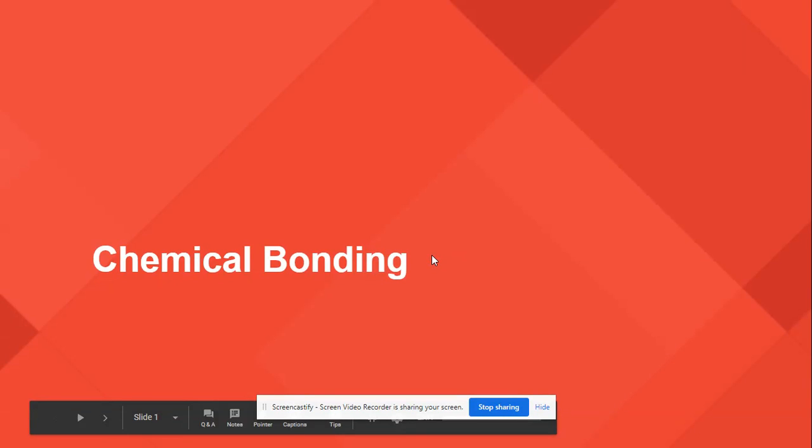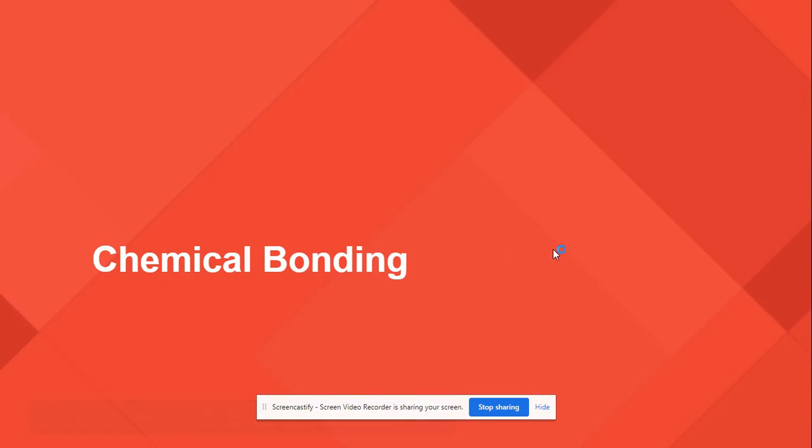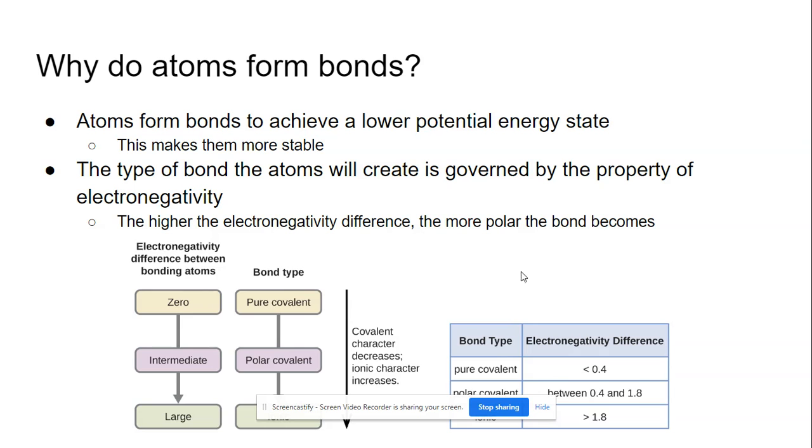Welcome back, y'all. This is going to be our second video in our chemical bonding series, and in this one we're going to talk about the characteristics of ionic and covalent bonds, as well as intermolecular forces. So the reason that elements are going to form bonds is because it's going to allow them to lower their energy. And lower energy means more stable in the chemical world.